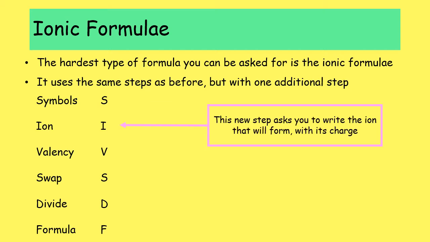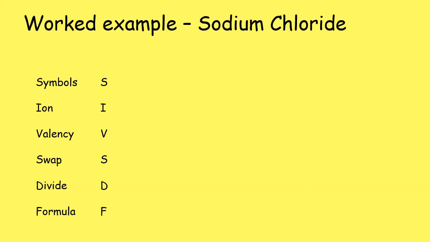And that new step is going to ask you to write the ion that will form from the element. So that's going to be a symbol plus a charge. And it is the symbols and charges written in this row that you're going to put in your final formula instead of just the symbols.